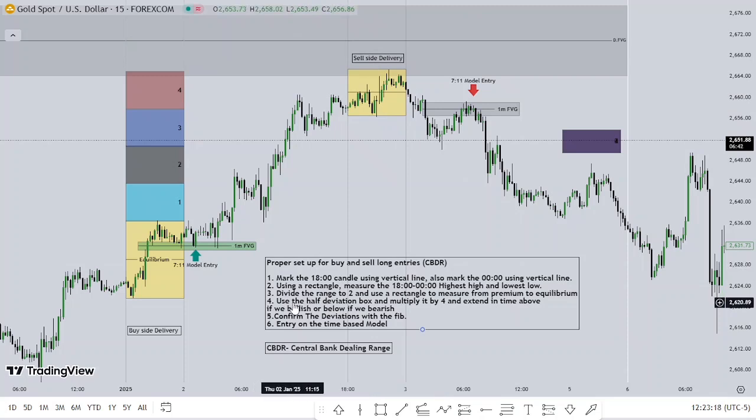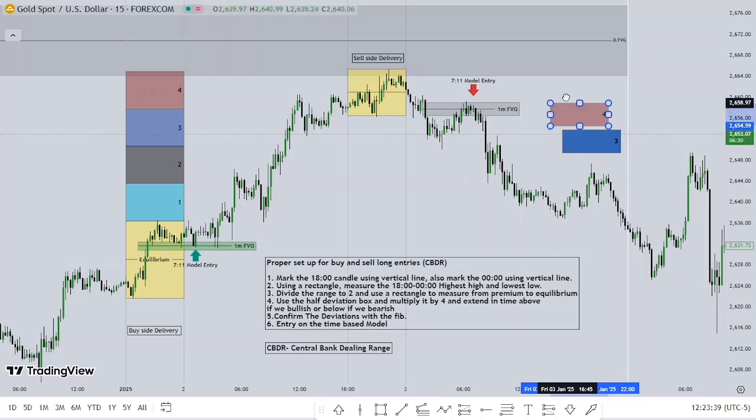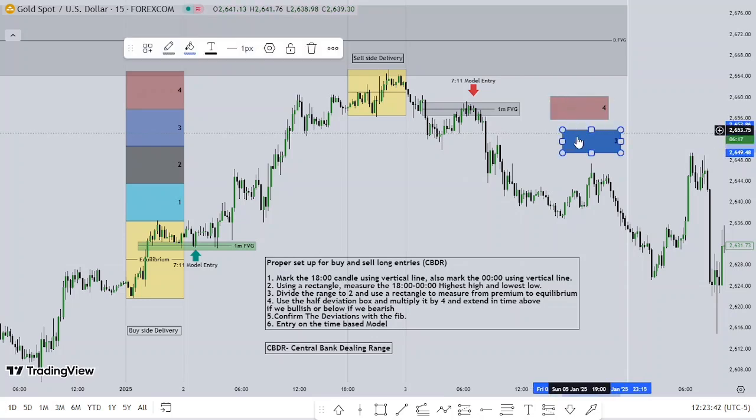Then use the half deviation box to multiply it by 4 and extend it in time above if we're bullish or below if we're bearish. So at this point, this side we're bullish, so we multiply it higher. So now we got to the daily fair value gap. That means we're going to expect a reversal from the market. So now we're going to be looking for the deviation low.